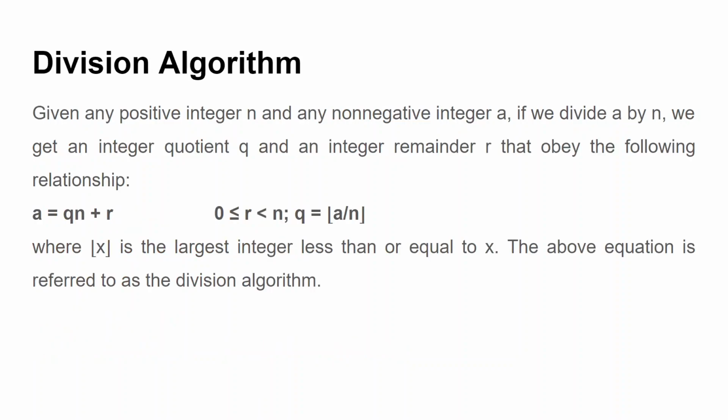Division algorithm. Given any positive integer n and any non-negative integer a, if we divide a by n, we get an integer quotient q and an integer remainder r that obey the following relationship. That is, a equals qn plus r, where r is greater than or equal to 0 and less than n, and q is the floor of a divided by n.